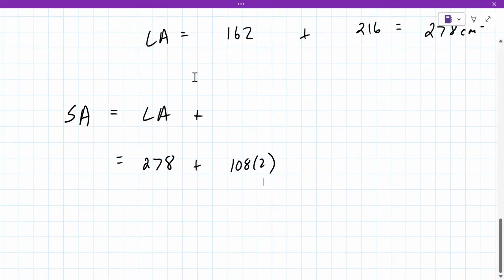I got 594. Good. What are the units of surface area? Centimeters cubed. Squared. Areas are always squared.